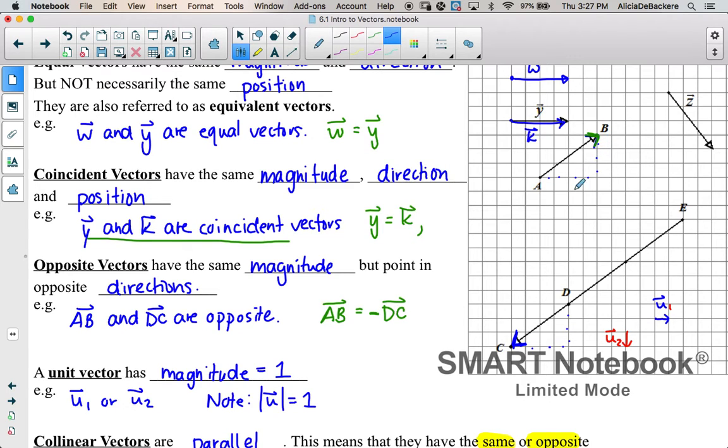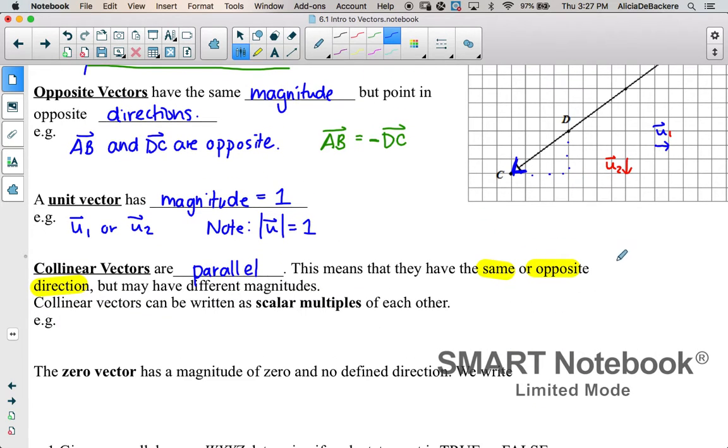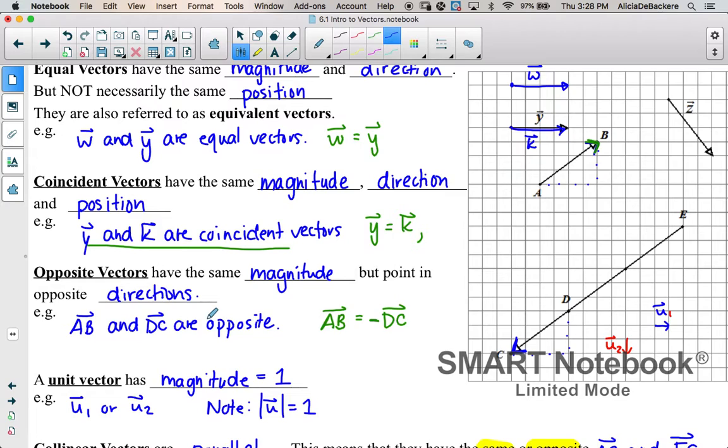In my picture, I also noticed that going from E to C is collinear or parallel with going from A to B. So I can write them together. So AB and EC are collinear because they're parallel. And I can write them as multiples of each other. So I can say that EC is equal to 3 ABs, but I need to switch the direction, right? So going from E to C is the same as 3 ABs.